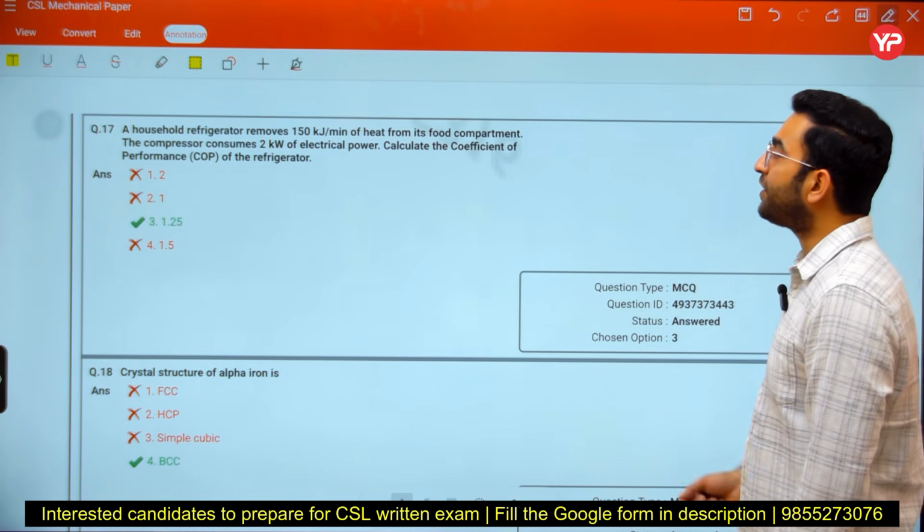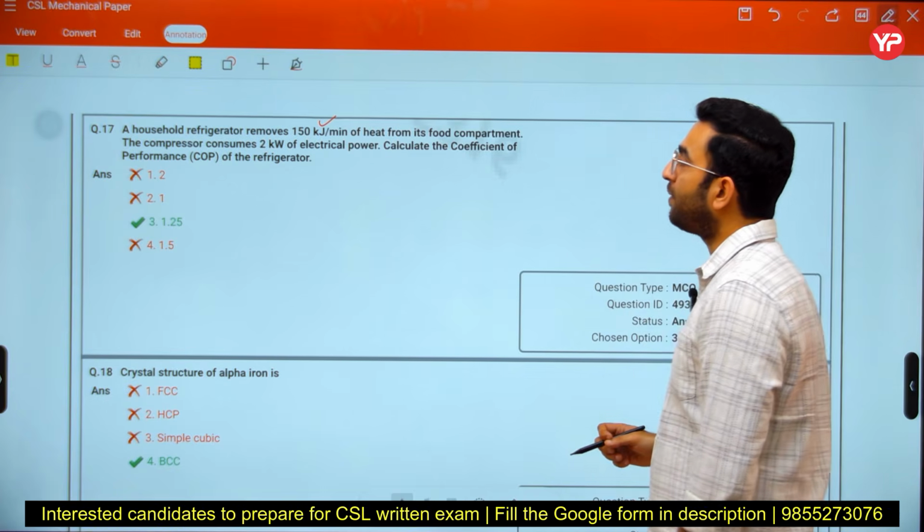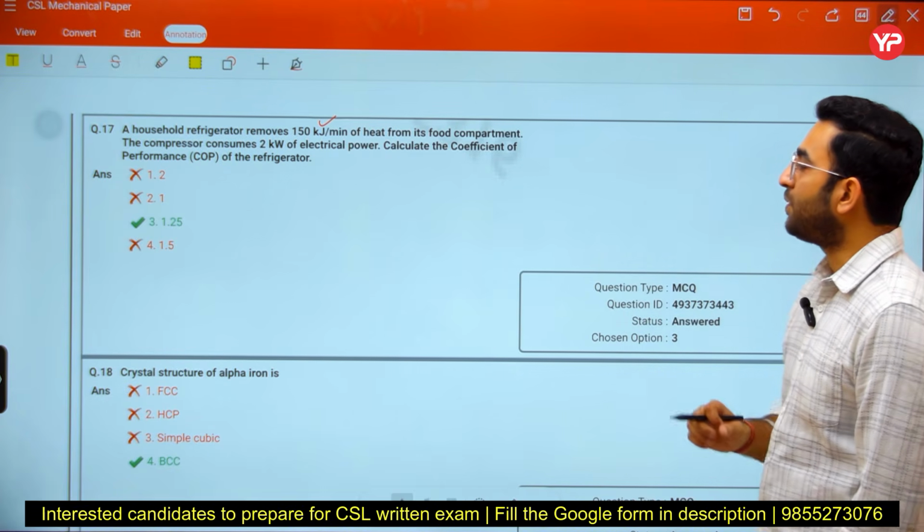A household refrigerator removes 150 kJ per minute of heat from its food compartment. The compressor consumes 2 kW of electric power. Calculate the coefficient of performance of the refrigerator.